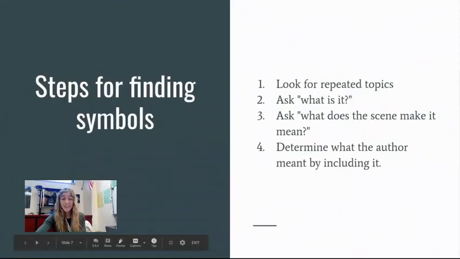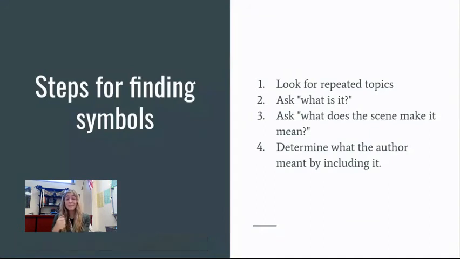So what does it look like step by step? First step, look for those repeated topics, all right? You've got a lot of them written down in your flipbook, which is excellent. Your second step is to ask, okay, what is it? All right, if it's rabbits, rabbits, great, you've got that idea in your head.